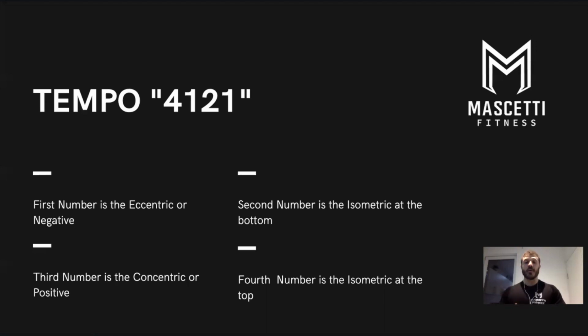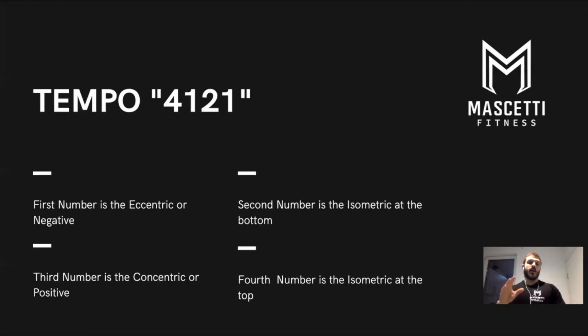Then the third number is going to be the concentric or the positive. This is where the target muscle is going to contract, is going to shorten. So it's the way up, right? In a push-up, I'm pushing myself off the floor, and that would be the 2 in this case. And then the last number, the fourth number, is the isometric at the top. So once I'm up at the top of the push-up position with my arms straight, I'm going to hold for 1 second, and this is the fourth number.